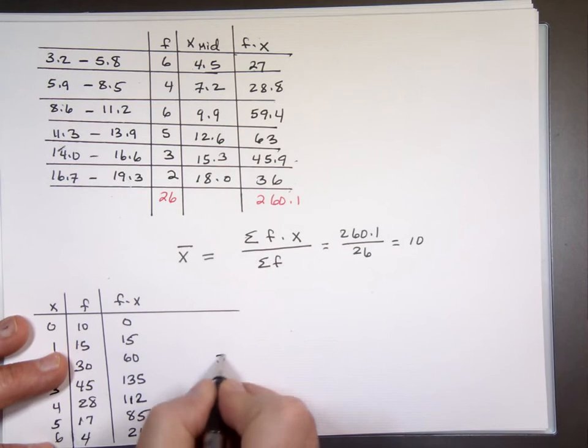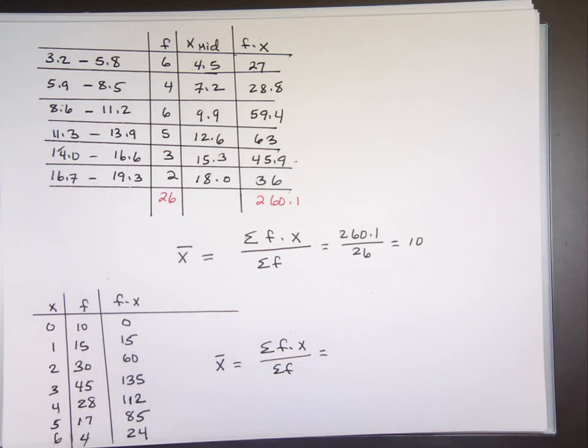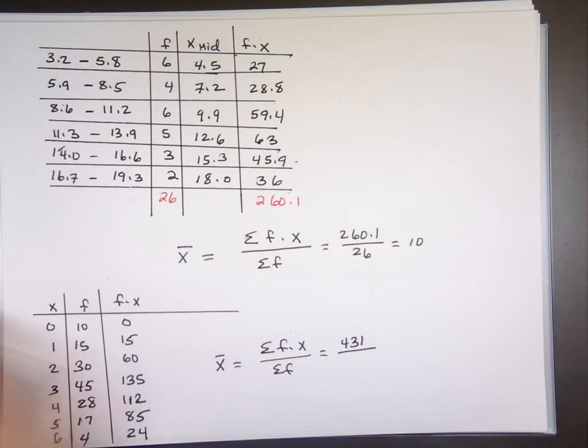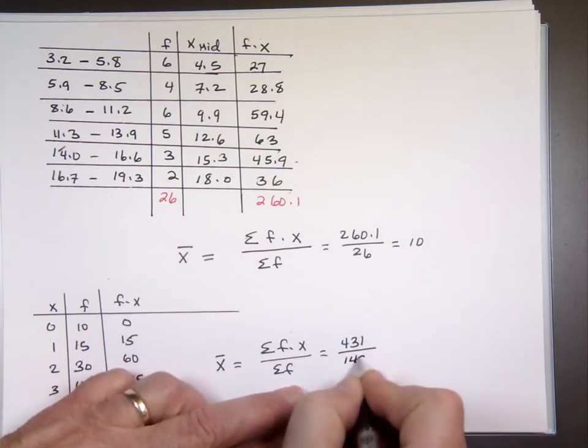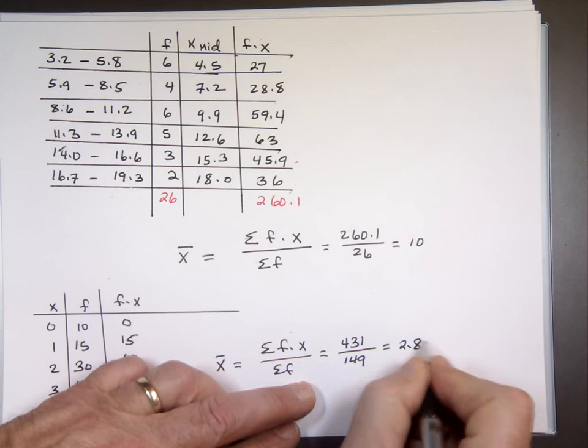So the average for that will be, again, the same equation. So let me add them. 15 plus 60 plus 135 plus 112 plus 85 plus 24 is 431, divided by the sum of all these frequencies, and when you add the frequency, that's 149. And it's 2.89 or 2.9.